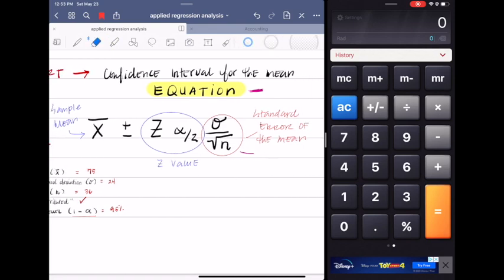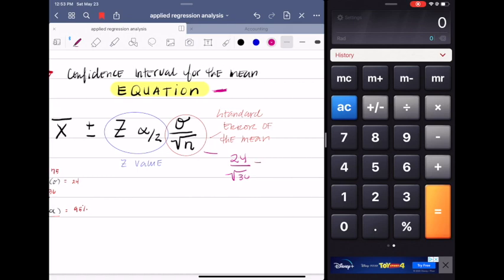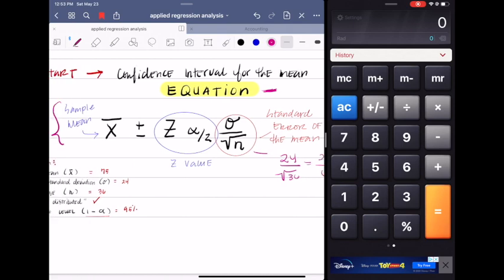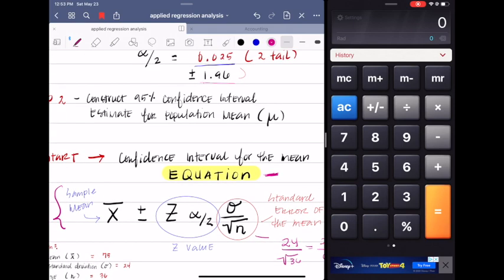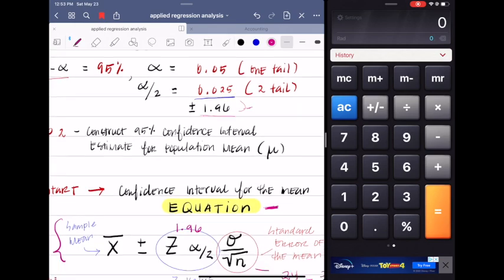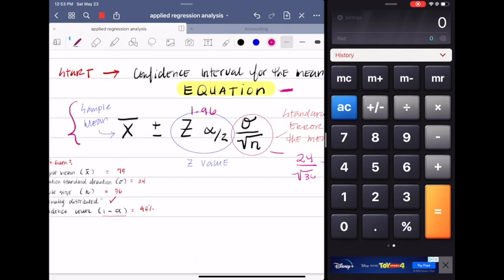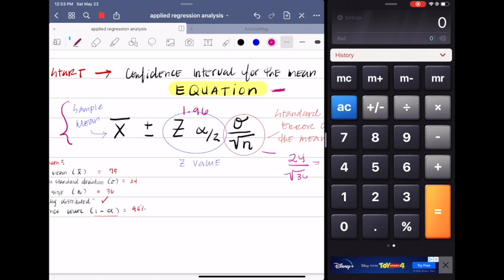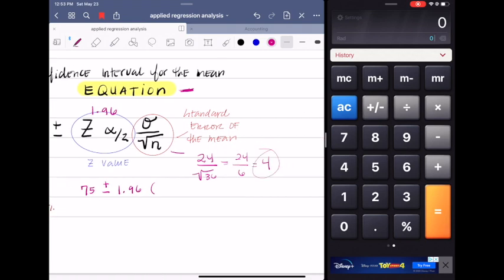All we have to do is plug in the values that we know. We know that the standard deviation for the population is 24. You divide that by the square root of 36, and you will get 4. The standard error of the mean equals 4. Now the middle equation is the z-value. And remember, we already got that value from the last problem that we solved, which is 1.96. Now that we have all the values that we need, all we're going to have to do is just plug in the values into the equation and solve the problem.